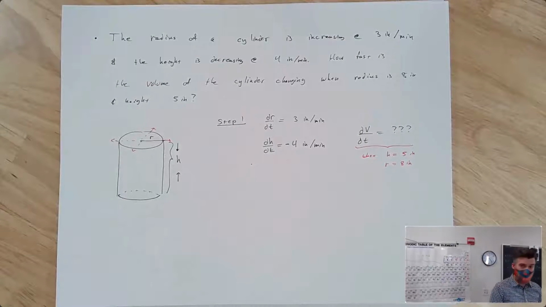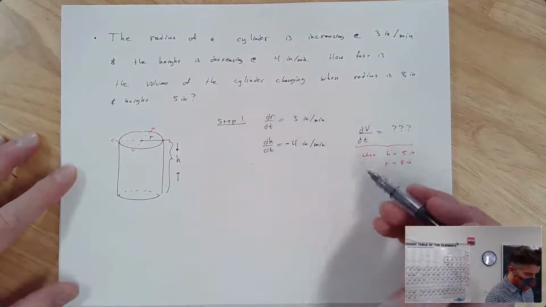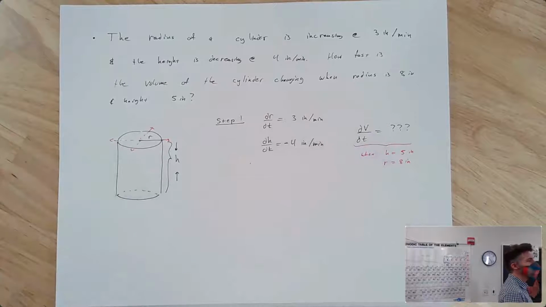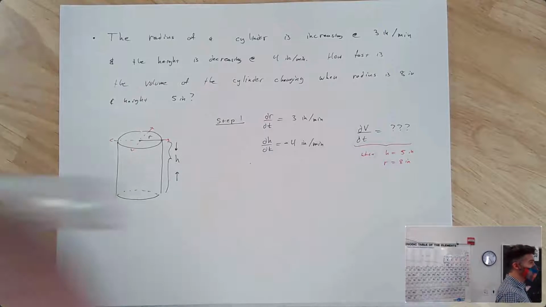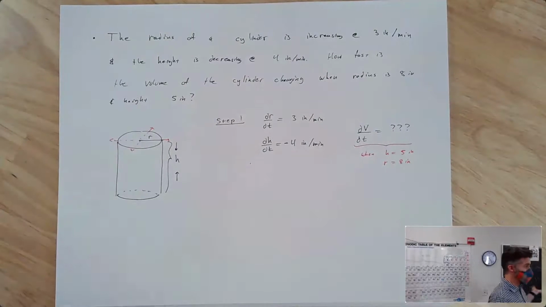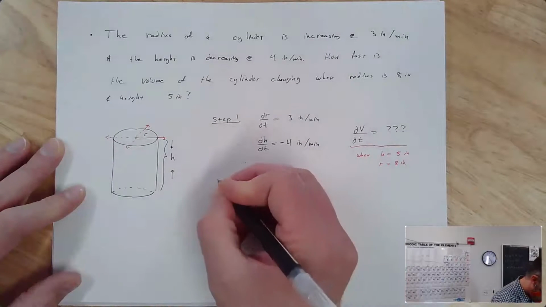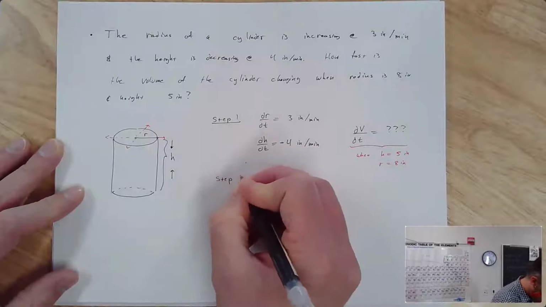Okay, so after we have identified all the things that are changing, radius, height, and volume, and that should be right. Again, there are lots of other things that are changing. The surface area of the shape is also changing. No one has asked about that, so we're not going to worry about it. We're going to write an equation relating those things.